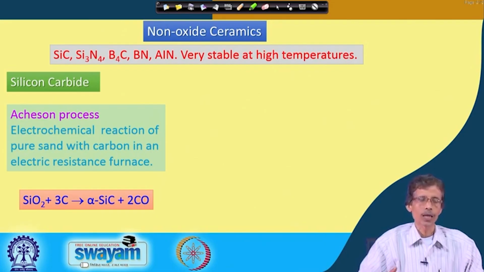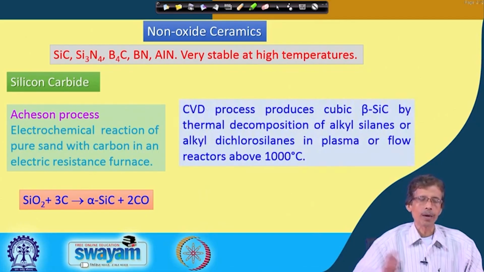So, you get the corresponding alpha form of silicon carbide with the elimination of some amount of that carbon as carbon monoxide, because the oxygen that was present with silicon dioxide can be taken out. So, that oxygen will be removed as carbon monoxide and we get the silicon carbide.